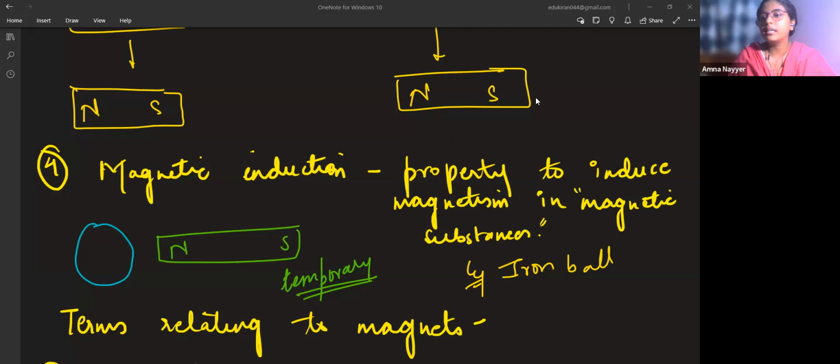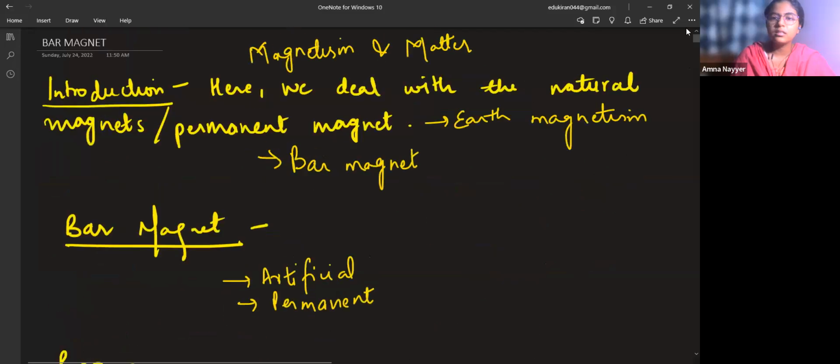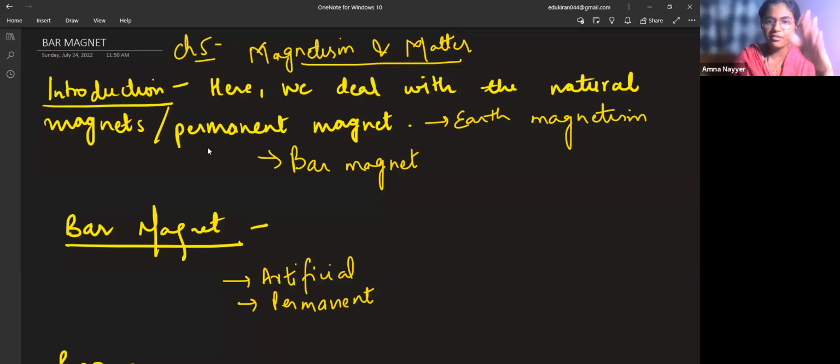Then from a fresh page, start noting it down. Because this is a new lesson, do not start it from where you have completed the last lesson. From a fresh page, start this.